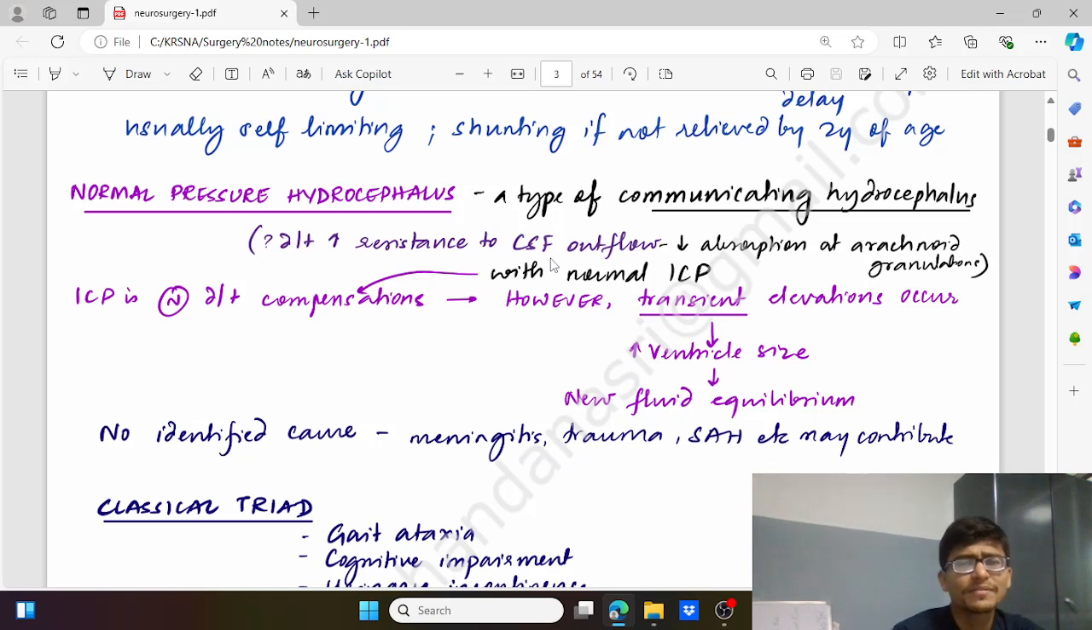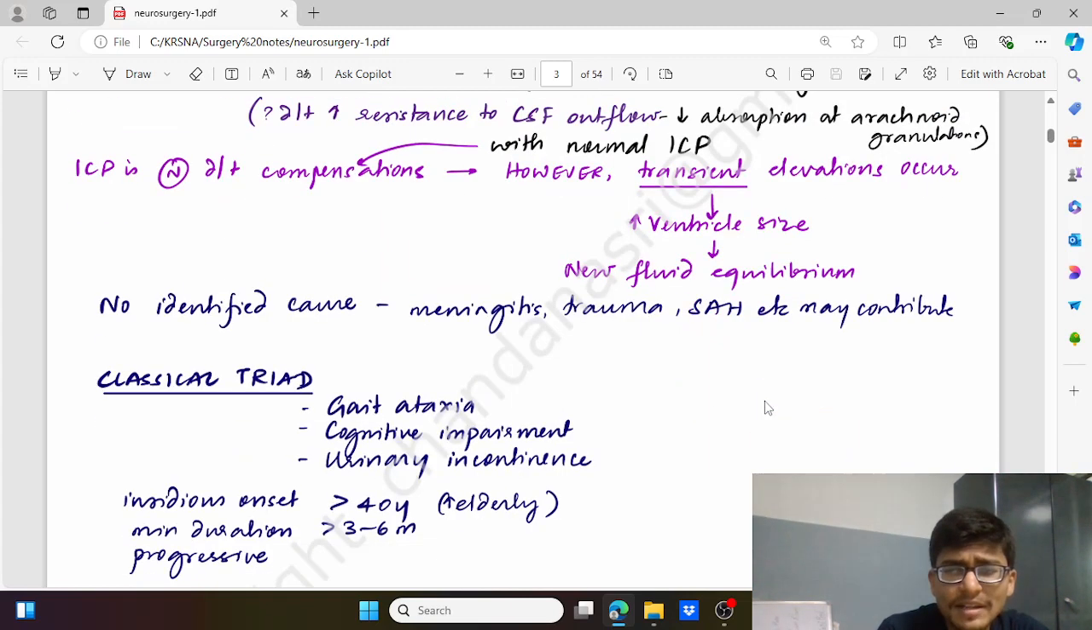Then we have normal pressure hydrocephalus, which is a type of communicating hydrocephalus. It is due to increased resistance to CSF flow, and due to decreased absorption at the arachnoid granulations. So ICP is normal due to compensation mechanisms. However, there is transient elevation, meaning the ICP will keep rising intermittently, leading to ventricle size increase and a new fluid equilibrium. There will be no identified cause, but meningitis, trauma, or SAH may also contribute to this.